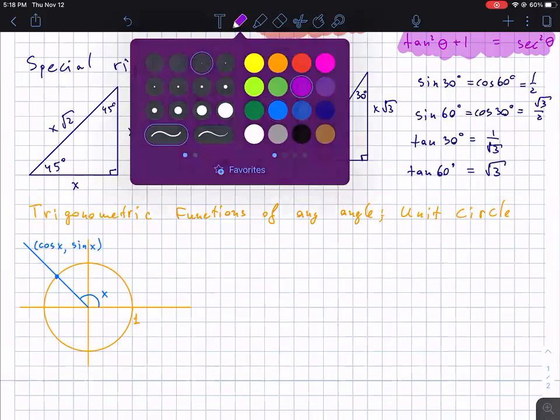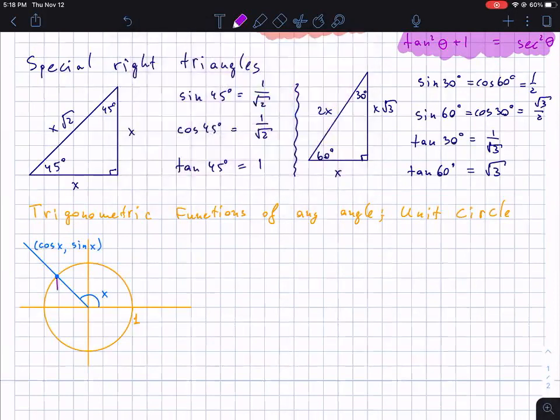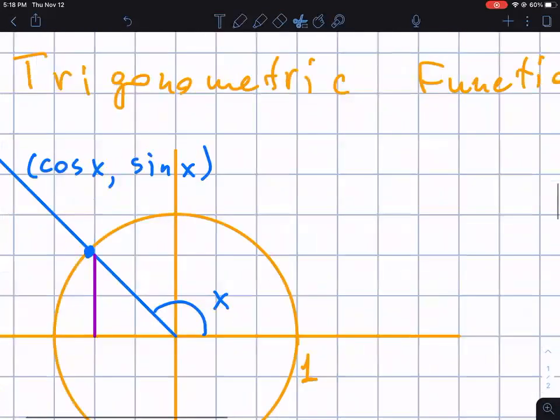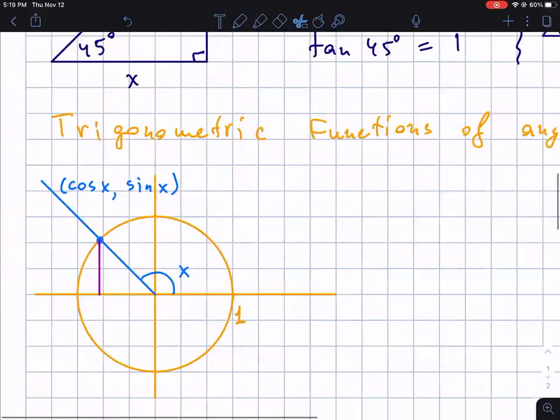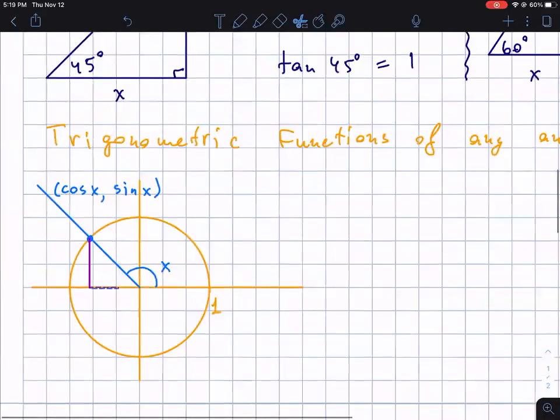Well, let's form this right triangle over here. So this angle over here is going to be called something called the reference angle.